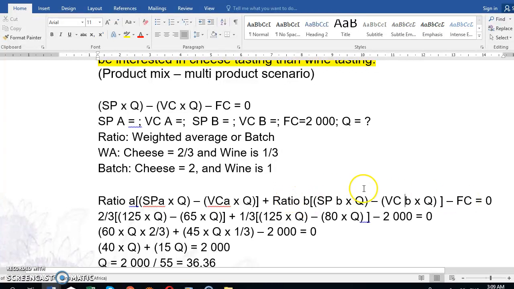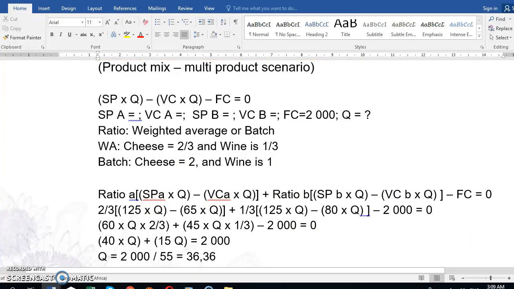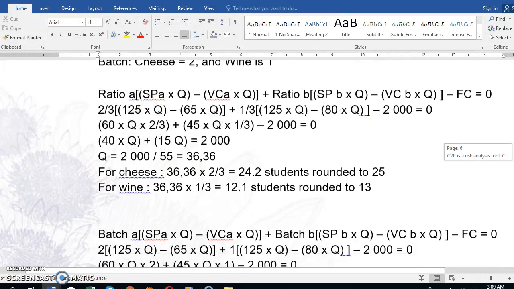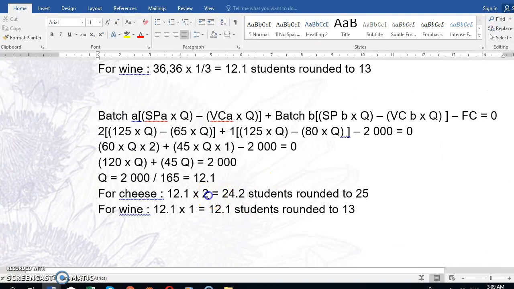Once you have that, it's just a matter of solving for the unknown, solving for x. At the end, if you use the weighted average approach, you multiply by a fraction to get the final total for cheese and wine. If you use the batch approach, you multiply by a whole number to get the split between the cheese and the wine. Both approaches will give you the same answer, so you decide which approach is best for you.